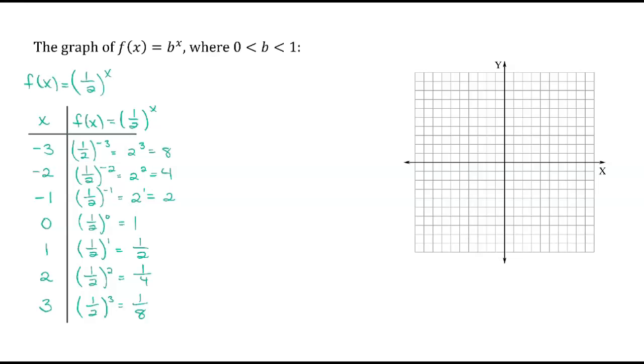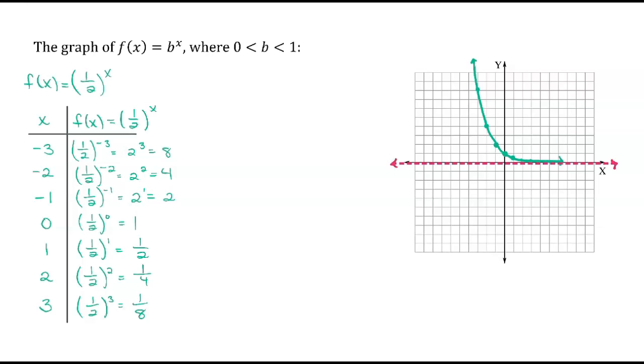We first have the point (-3, 8), then (-2, 4). Next we have (-1, 2), and (0, 1). When x is 1, y is 1/2. When x is 2, y is 1/4. When x is 3, y is 1/8. And we continue approaching 0 as we head to the right. Connecting these dots with a smooth curve, we have a slightly different looking exponential function.